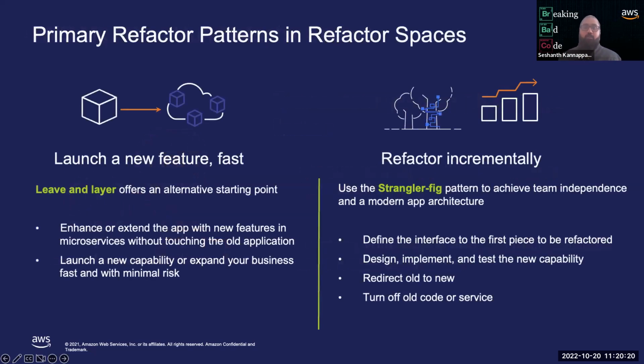We identified two primary patterns that our customers use when it comes to refactoring, and with Refactor Spaces, these are the patterns that we enable you to do. One is the leave and layer pattern, where you can enhance or extend an existing application without changing the existing monolith. The other pattern, which Amit just spoke about, is refactoring incrementally, which is the Strangler Fig Pattern, where you peel off different feature sets into new services. vFunction helps you identify the domains, and you can create these microservices from your existing monolith. Next slide.